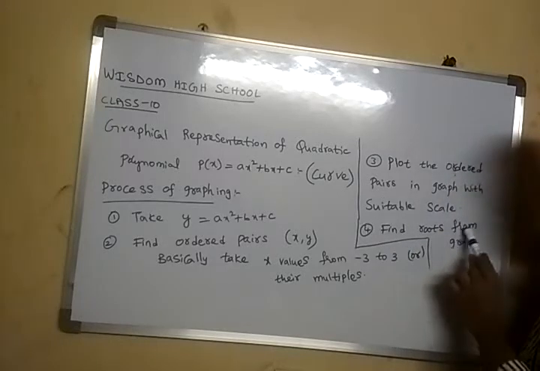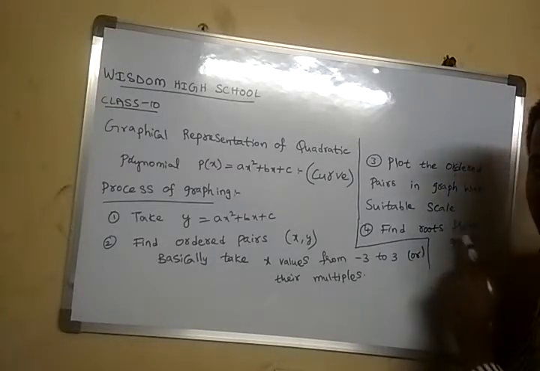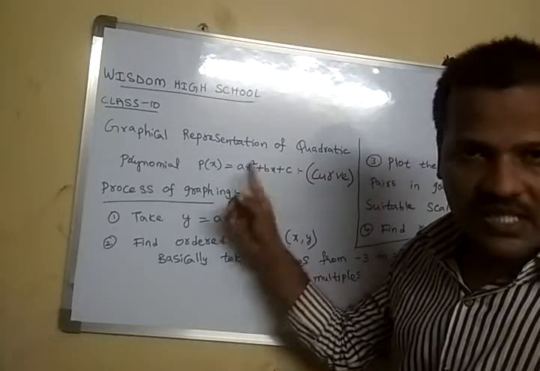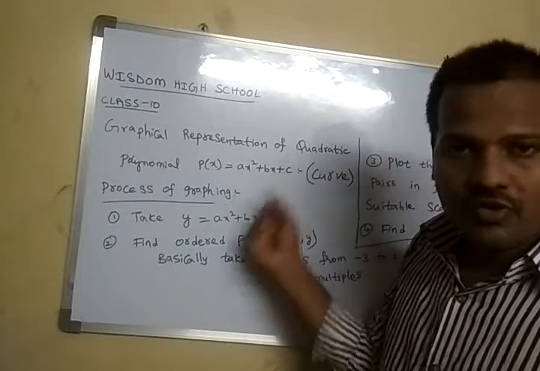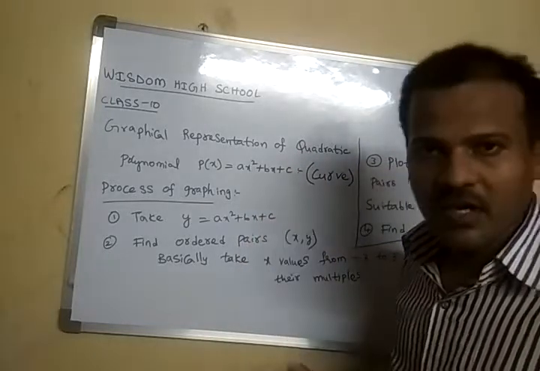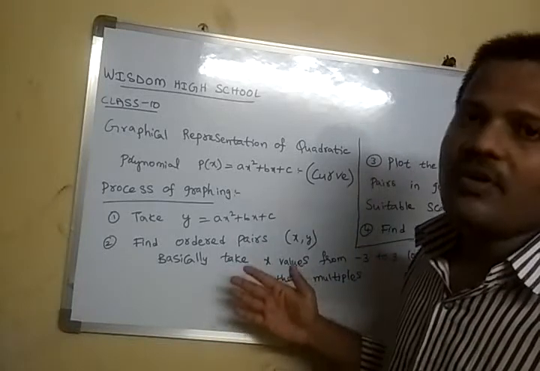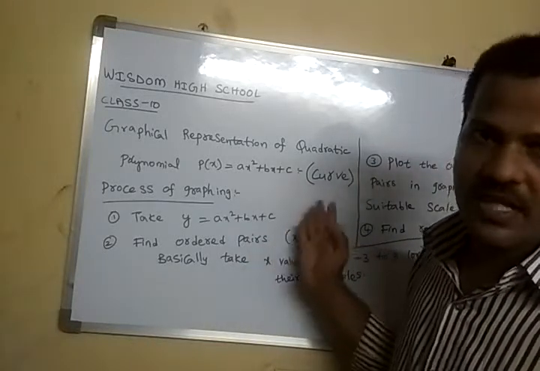Finally, find the roots from the graph. Finding the roots from the graph means, as I have already said, wherever this graph intersects the x-axis, those points you will take as the roots. That's the process of graphing. Now I will explain it with one example. Please try to understand.